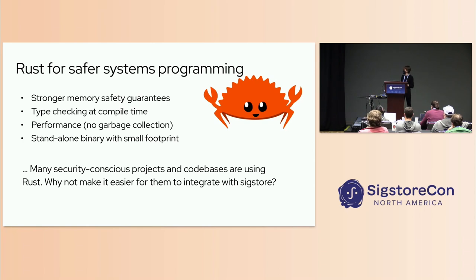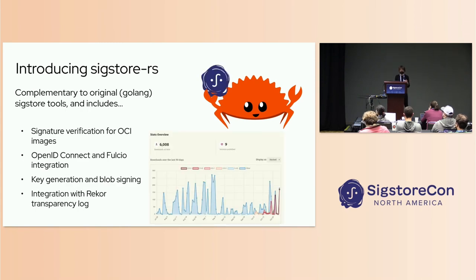It has good, reliable performance and also built-in memory safety mechanisms enforced by the compiler, among many other things that it offers. So this is why many security-conscious projects today are already using Rust in some capacity. And this was the idea behind making Sigstore and some of the Sigstore tools available in Rust so that they can be pulled in as a library into those projects. And this is why we have introduced Sigstore RS. This is obviously complementary to the original tools, which are still available in Golang and these other language tools that I pointed out earlier as well.